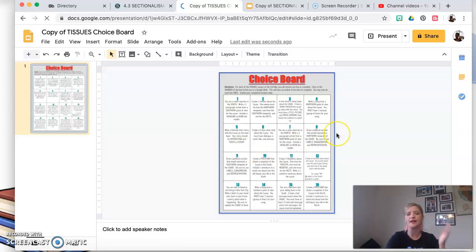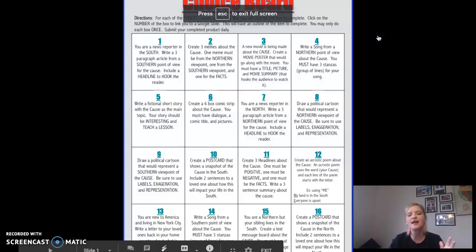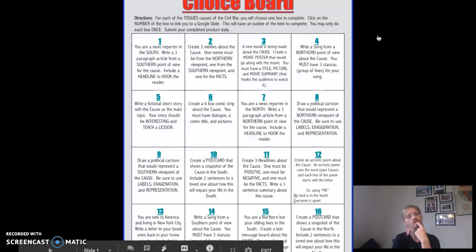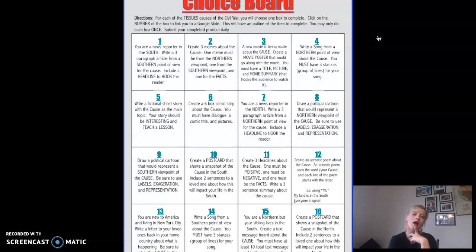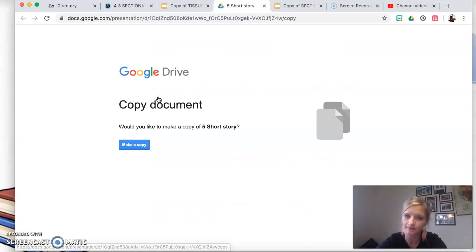All right. Can I leave it like this? No, I can't put it in edit form. I have to press present. And then I can go through it, something that I haven't done. Write a fictional short story with the cause as the main topic. Your story should be interesting and teach a lesson. So if I go to number 5, that's what I'm going to choose to do. I haven't done that one yet.